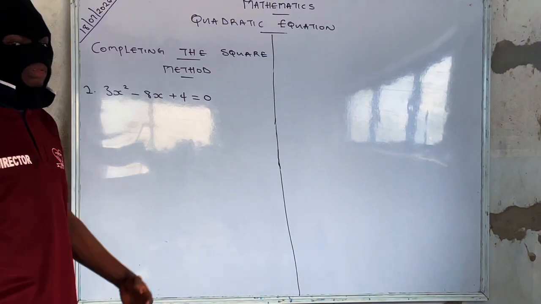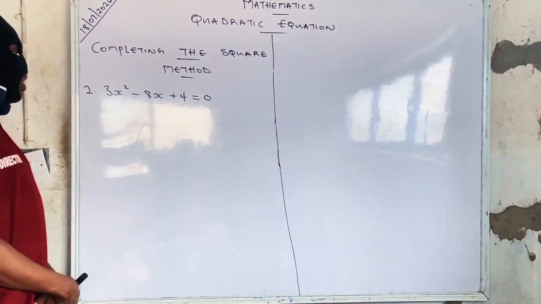Now you can see we have something like this: 3x squared minus 8x plus 5 equals 0.